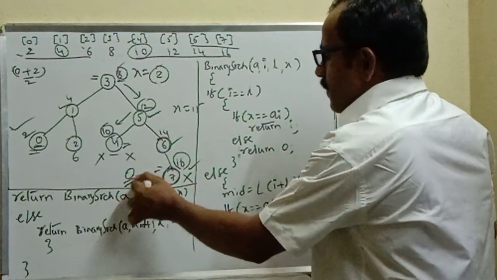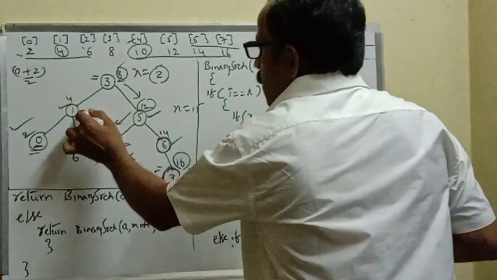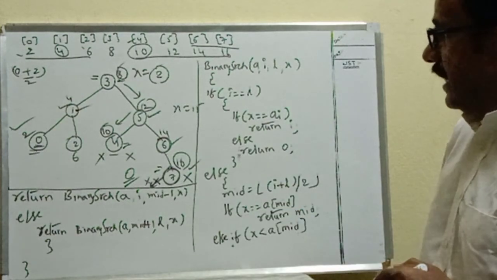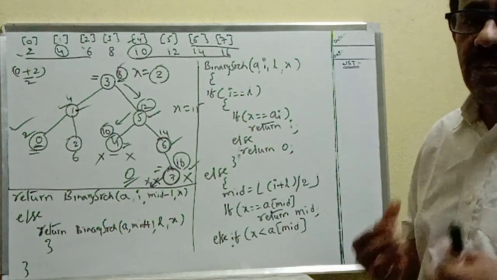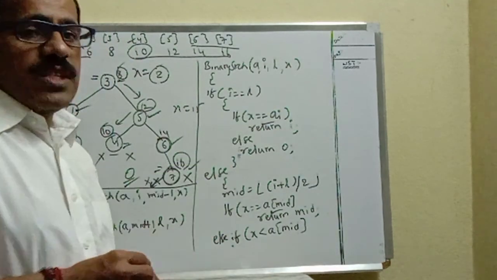For all unsuccessful searches, the procedure should return 0. For all the successful searches, the procedure should return the location number. So like this, by drawing a tree structure, we can say the answer quickly. Okay, now I am going to explain the procedure.